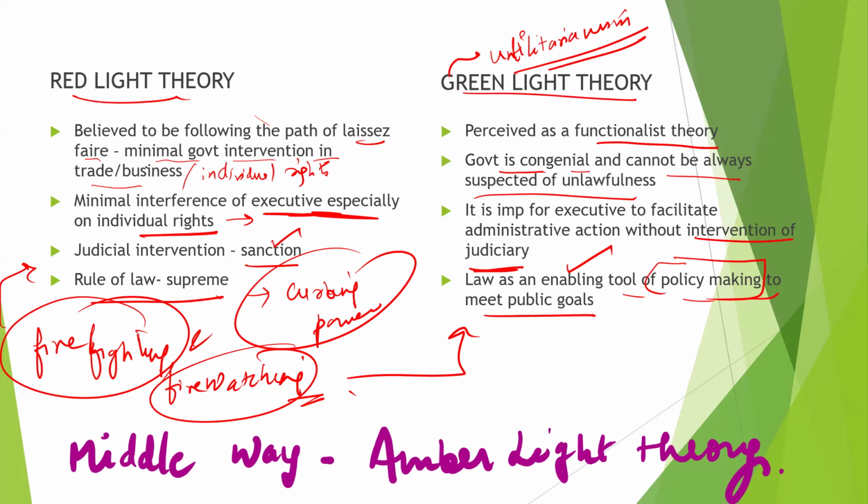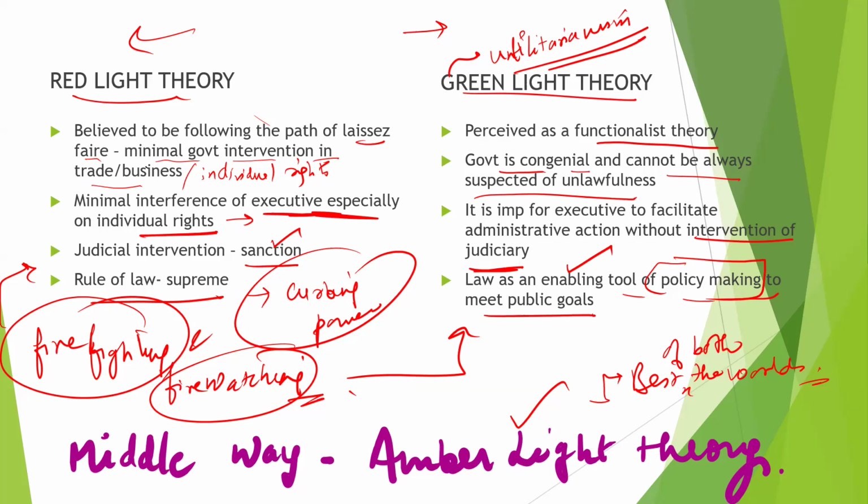So when the two theories, red light theory and the green light theory, go to the extreme end, we need to make a balance between firefighting as well as fire watching. Now, for that, we have the middle way, which is amber light theory, which is the best of both the worlds. Okay, it says that law is different from polity, law is different from governance. State can be limited by law, but it should also be allowed to function.